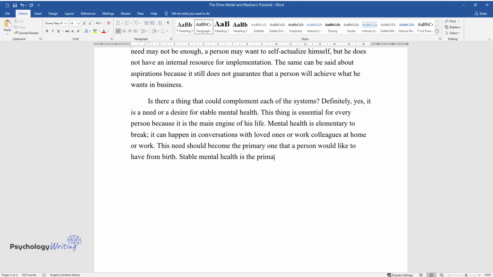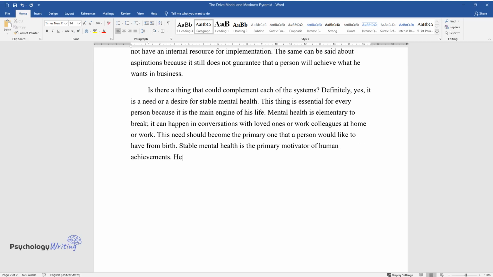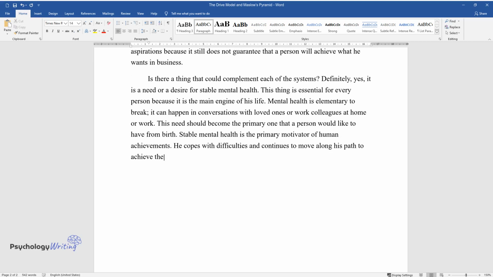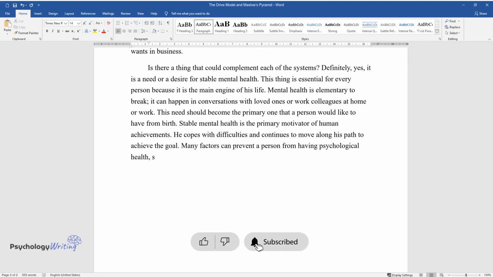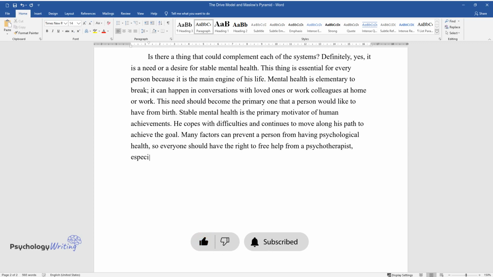Stable mental health is the primary motivator of human achievements. He copes with difficulties and continues to move along his path to achieve the goal. Many factors can prevent a person from having psychological health, so everyone should have the right to free help from a psychotherapist, especially in business.